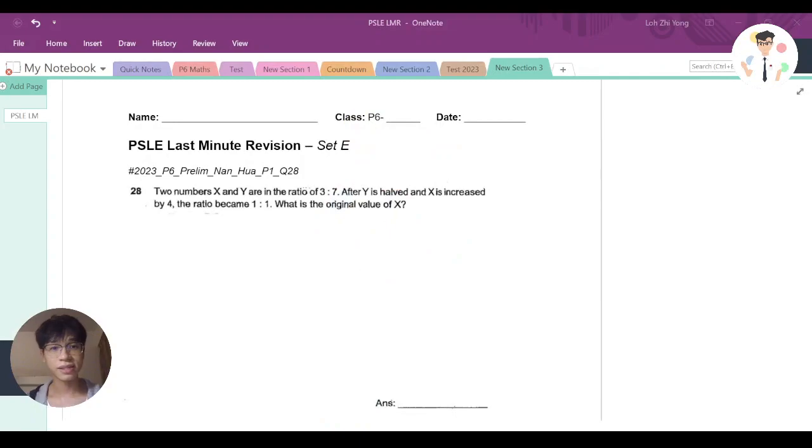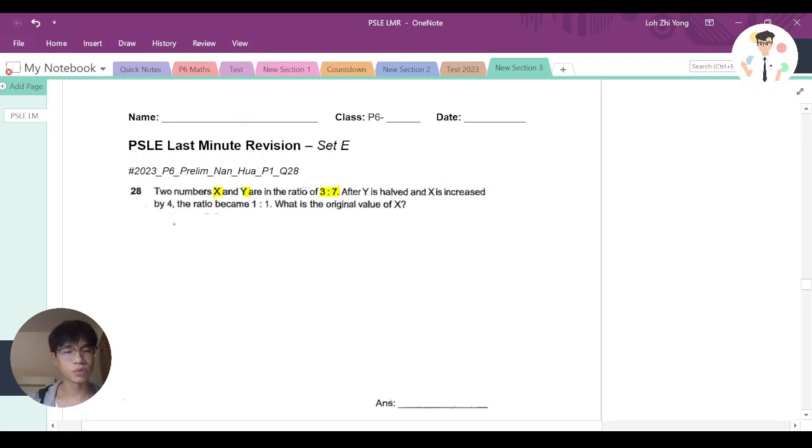Welcome back to digital class, and this is a discussion for our PSLE last minute revision, and this is set number E. So let's look at our first question from Nanhua paper 1, question 28. So here says that two numbers x and y are in the ratio of 3 to 7.